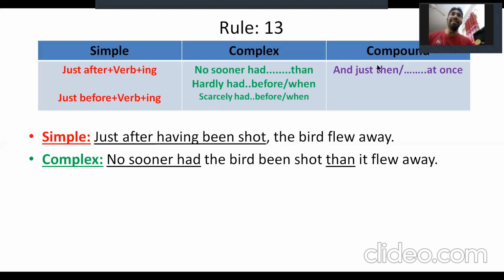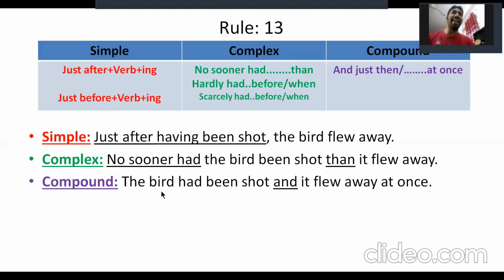To make the sentence compound one, we drop the no sooner had from the complex one and take the subject verb structure. So it's in past perfect tense. We take the bird and then the had here. The bird had been shot, and just then immediately it flew away. So the compound sentence reads like this. The bird had been shot and it flew away at once.